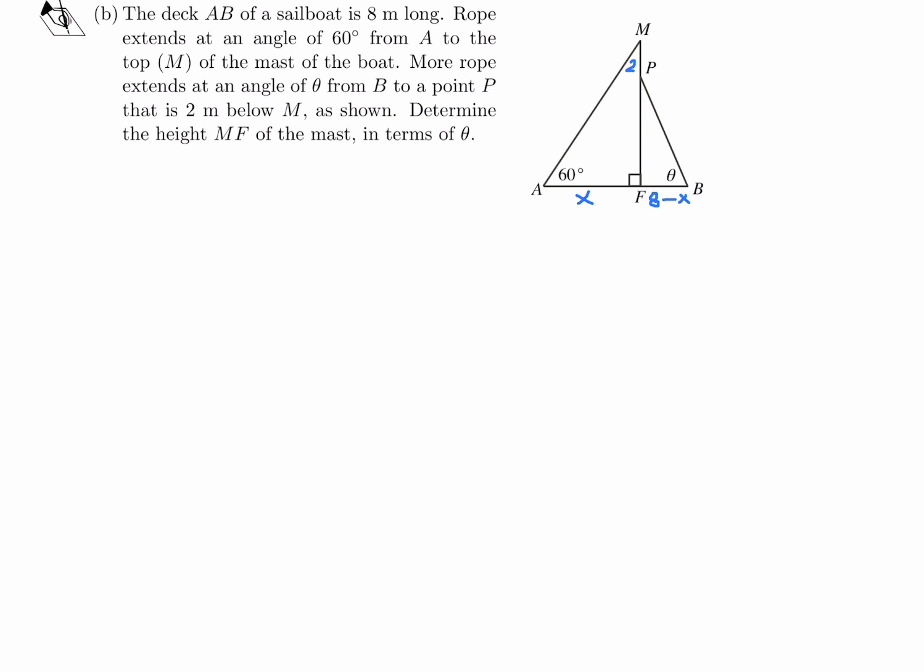All right, here we go. Tan is what we're going to use. Tan of 60 on this triangle right here is MF over X. And therefore X is going to be MF over the tan of 60.